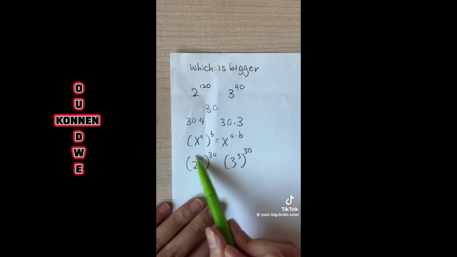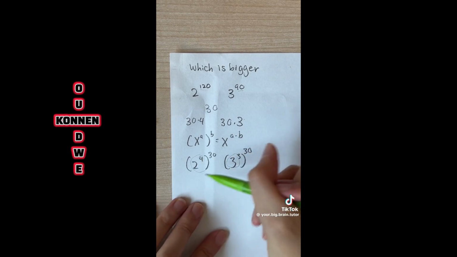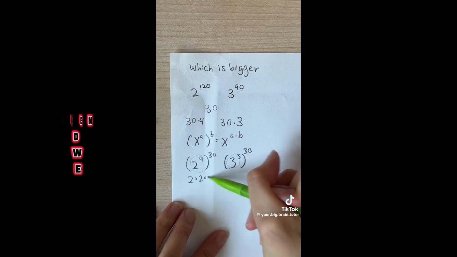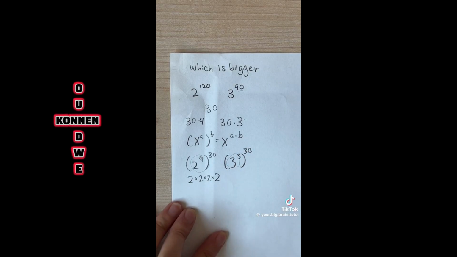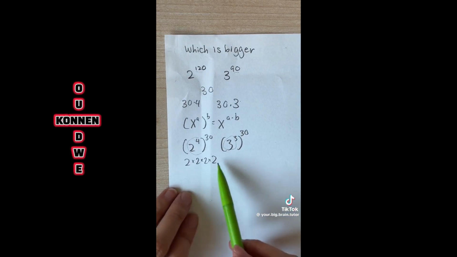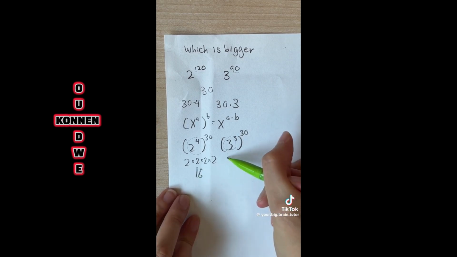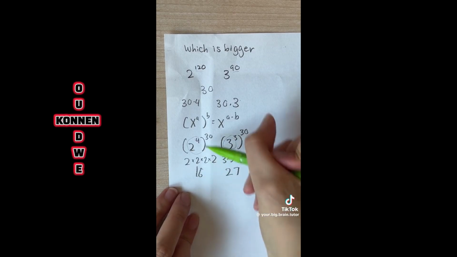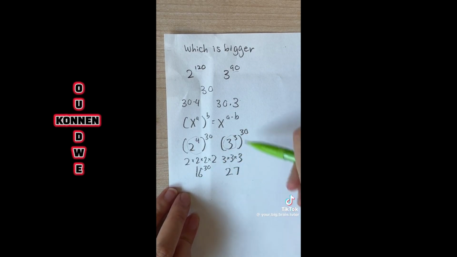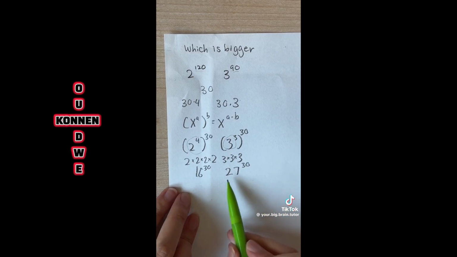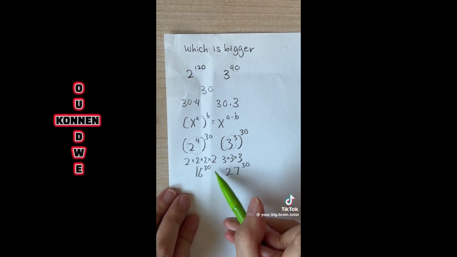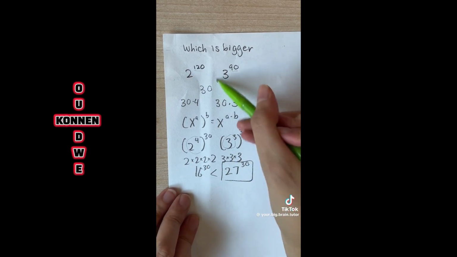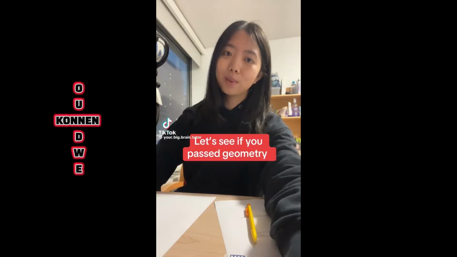Now we can compare just the powers. 2 to the 4th power is 2 times 2 times 2 times 2, which is a lot easier to solve. 2 times 2 is 4, times 2 is 8, times 2 is 16. 3 cubed is 3 times 3 times 3. 3 times 3 is 9, times 3 is 27. And so now we have 16 raised to the 30th power and 27 raised to the 30th power. Obviously, 27 raised to the 30th power is going to be bigger, so this is bigger. Let's see if you passed geometry.